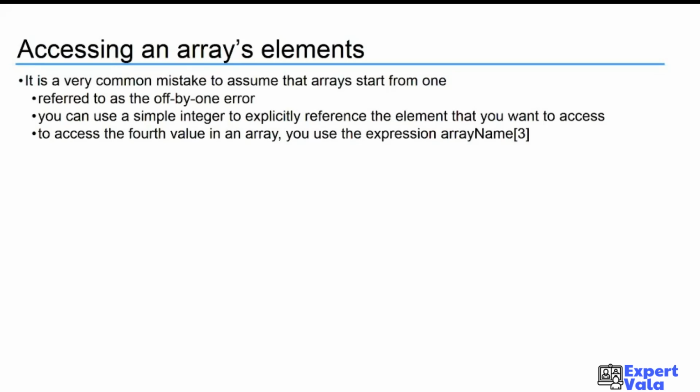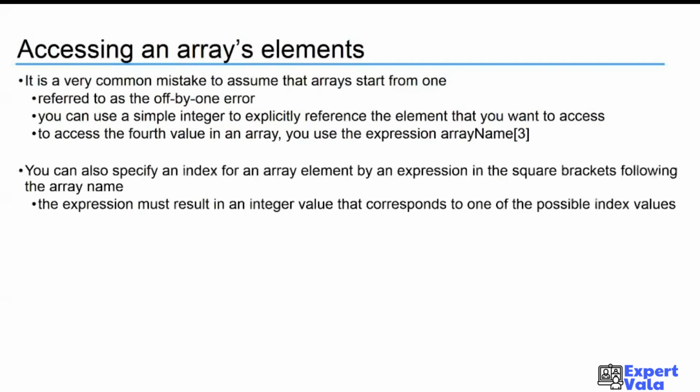You can use a simple integer to explicitly reference the element that you want to access. For example, if you want to access the fourth value in an array, you would say the array name and then inside the brackets, you would say 3. So array name sub 3 is going to access the fourth value because the array is 0 based. So you just have to provide a number for the element that you want to access. And again, remember that it's 0 based. So to access the fourth element, it's 3. If you want to access the eighth element, you do index 7.